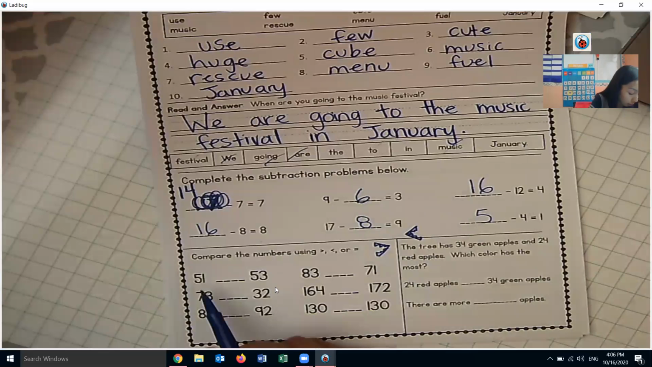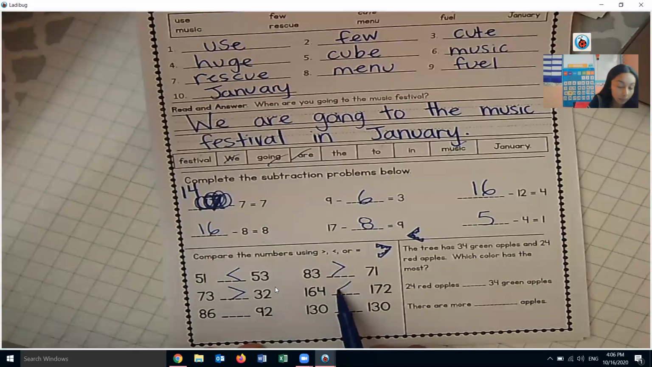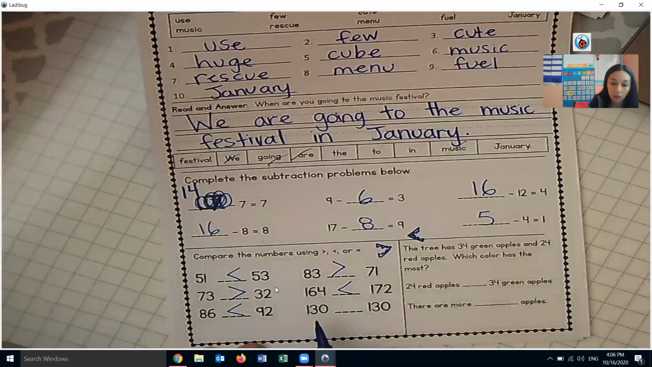So 51 and 53, we're going to open the mouth to 53 because that is bigger. 83 and 71, 83 is bigger. 73 and 32, the number 73 is bigger. 164 and 172, 172 is bigger. 86 and 92, 92 is bigger. And then here's something a little different, 130 and 130. Neither of these is bigger than the other. They are equal, so we're going to put down an equal sign for that.